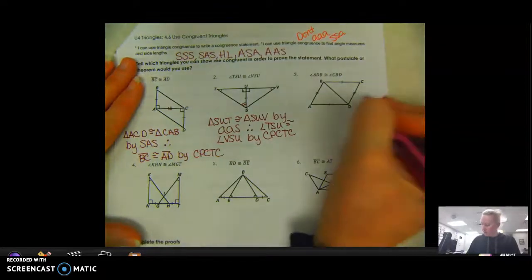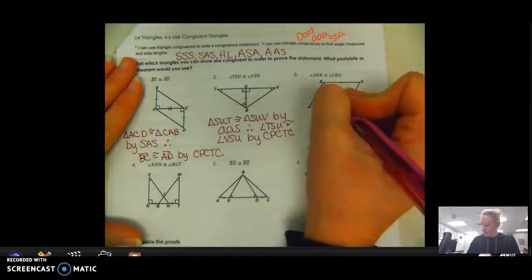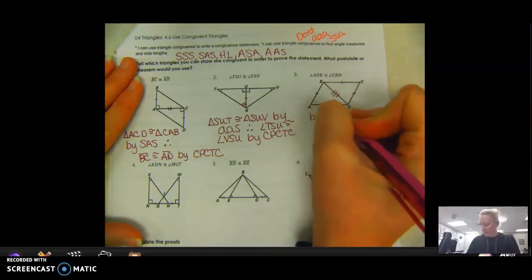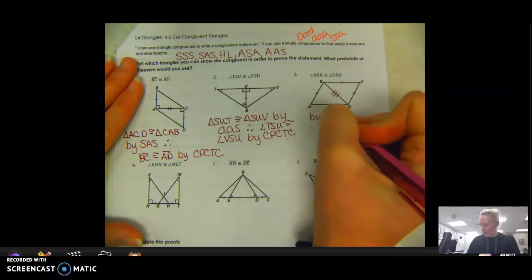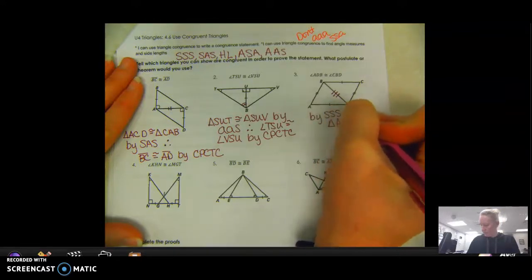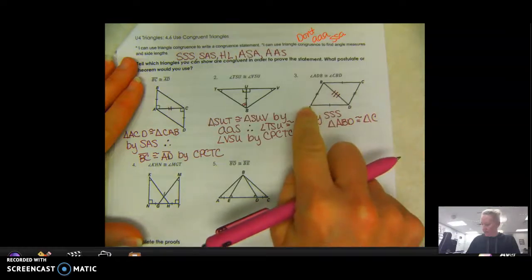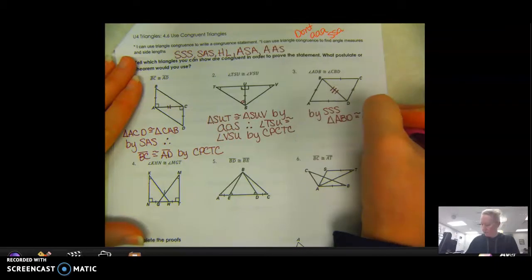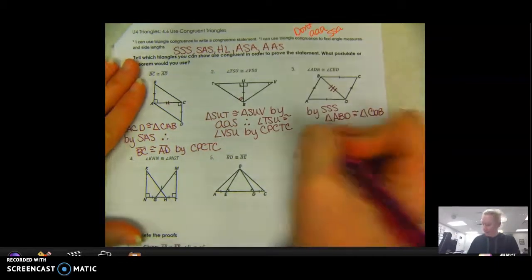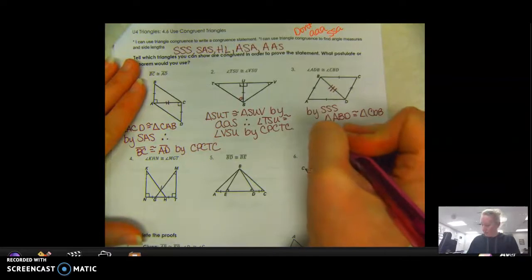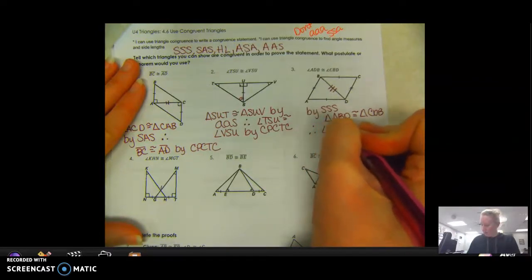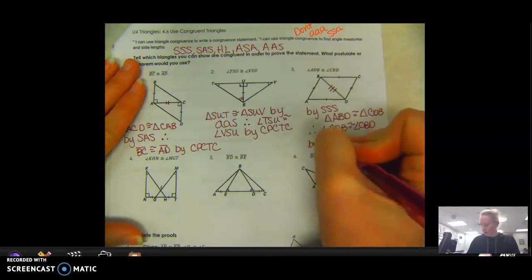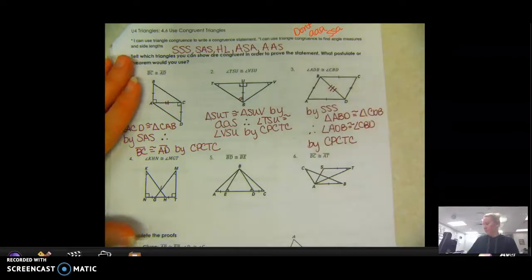All right, next one. This side with this side, this side with this side, and then this side is reflexive. So by side, side, side, triangle ABD is congruent to triangle, I know I have to start at C. A to B is 2 markings to 3 markings. So if I'm starting at C, I need 2 markings to 3 markings. So that would be C to D to B. Therefore, angle ADB is congruent to angle CBD by corresponding parts of congruent triangles are congruent.